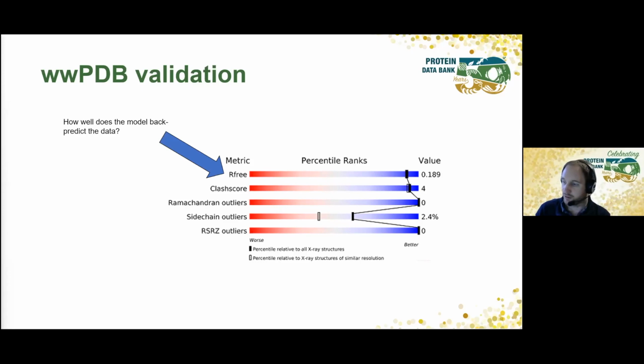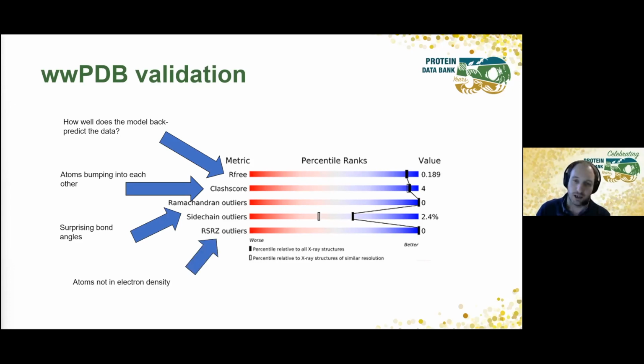A metric that says how well the model back-predicts the data for X-ray. This is measured in R-free. We have clashscore, which is how many atoms are bumping into each other. We have Ramachandran and sidechain analysis for looking at surprising bond angles, bond lengths. And then we have analysis of how well the atoms fit into the data. So slightly different from the top metric.